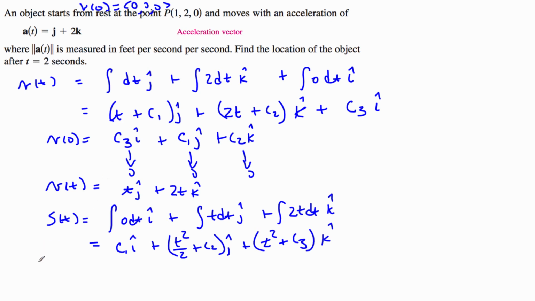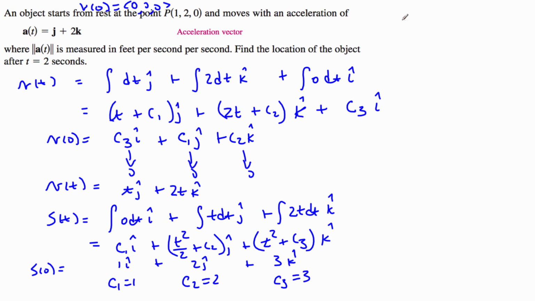Now I know my initial point is 1 in the i direction plus 2 in the j direction plus 3 in the k direction. And that tells me c1 is 1. Let's see, what is c2? At t equals 0, c2 is 2. And at t equals 0, c3 is 3.